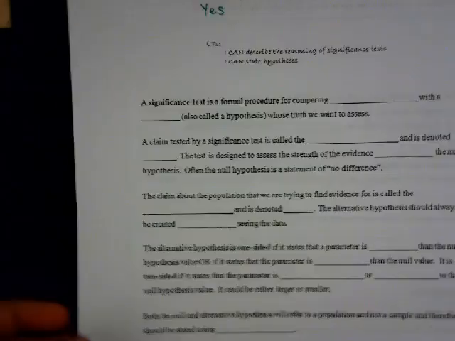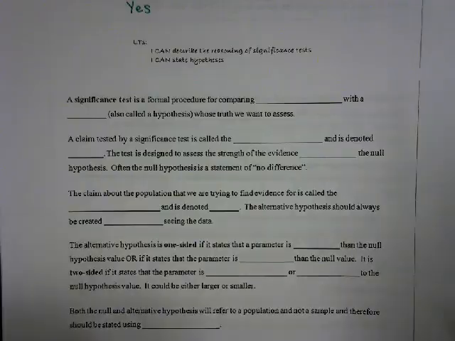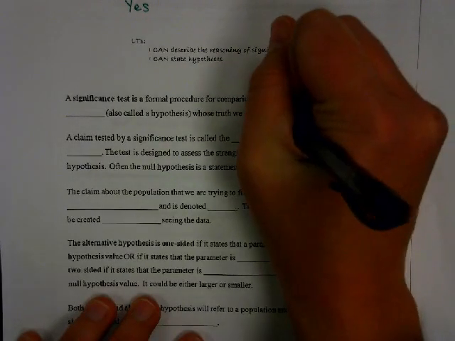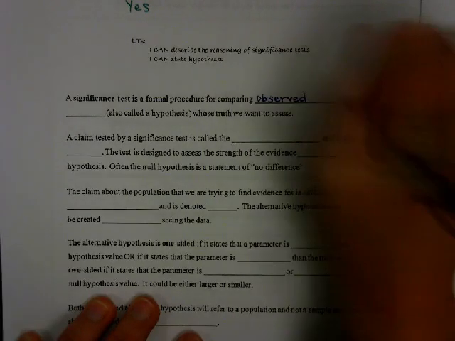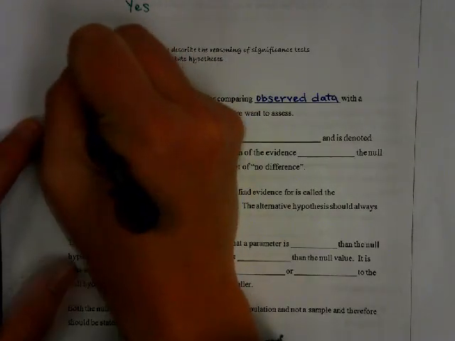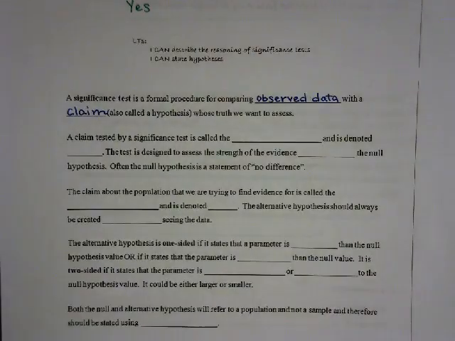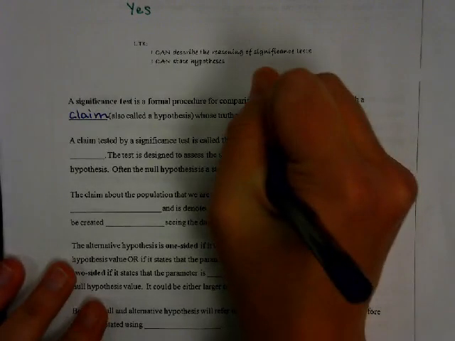All right, so like I said, some definitions to get us started. A significance test is a formal procedure for comparing observed data with a claim. We want to assess the truth of that claim, so we test it. A claim that is tested by a significance test is called the null hypothesis.